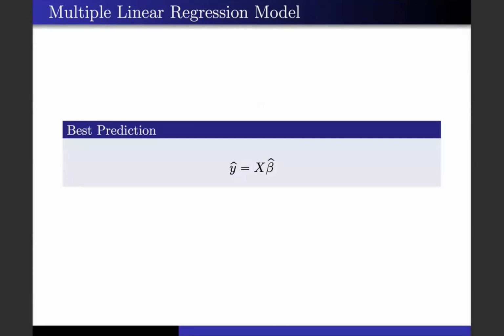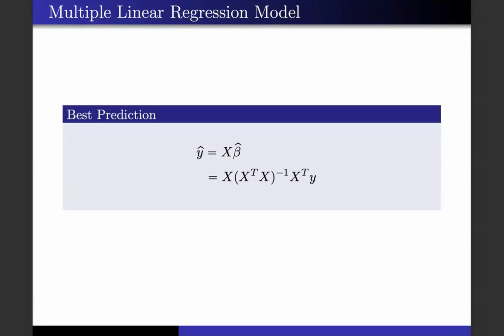Once we have beta hat, we can plug it back in to get the predicted values of the response variable, which is y hat equals X beta hat. When we plug in the value of beta hat, we get X times (X transpose X) whole inverse X transpose Y. And this can also be written as H times Y, where H equals X times (X transpose X) whole inverse X transpose. We call it the hat matrix because it puts the hat on Y. That is, it gives us y hat.